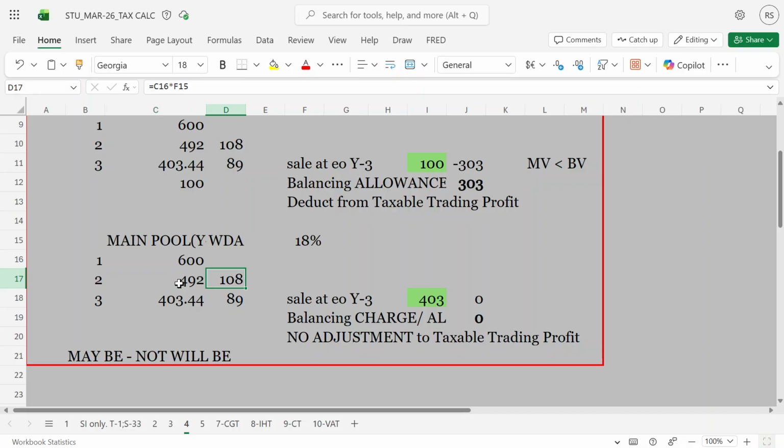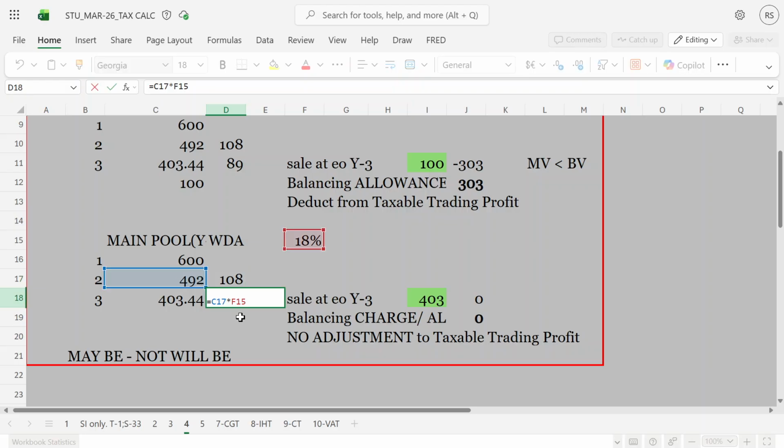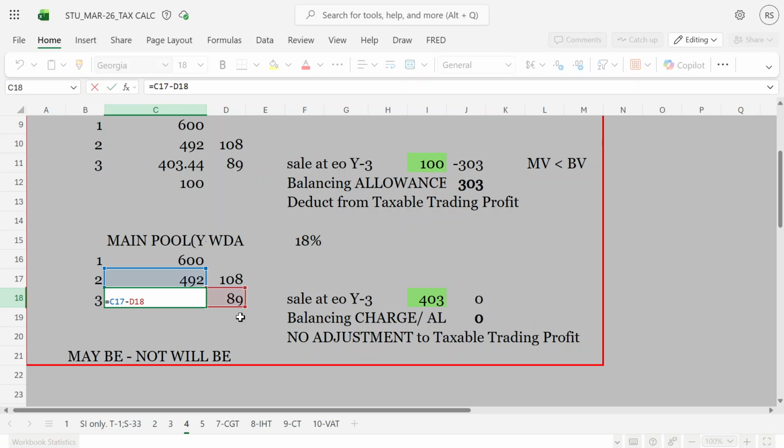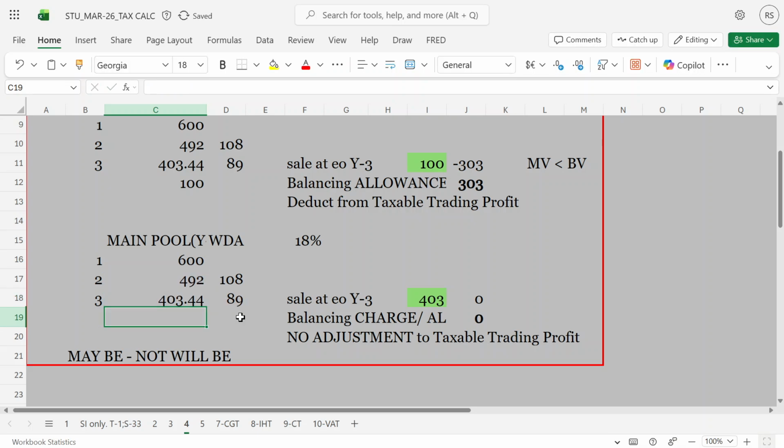Okay, so again, if year 3 closing is 492, then 18% on 492 is 89. Now this one is actually the same numbers as the previous example. So after the end of year 3, before we make the sale, our book value is 403, which is 492 minus 89. Now after we make the sale, in this case we have given an example where the balancing charge is 0.